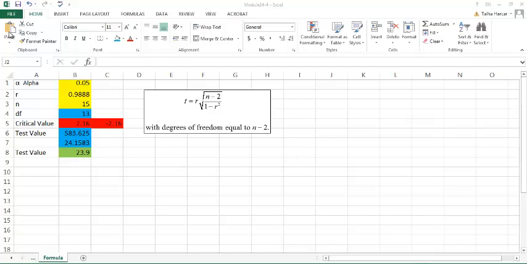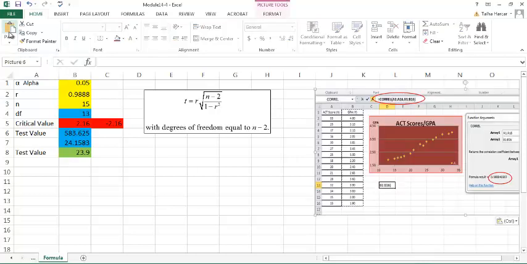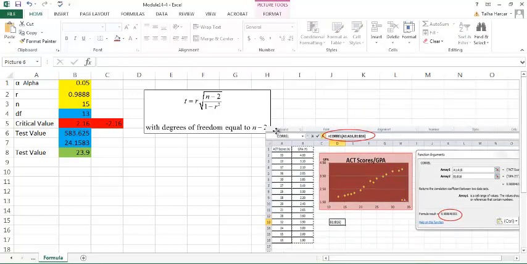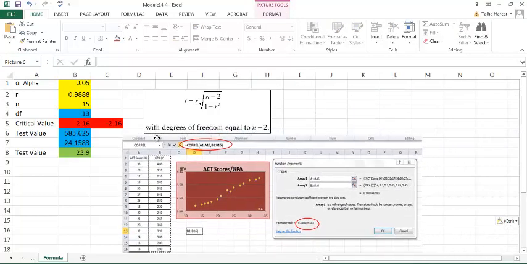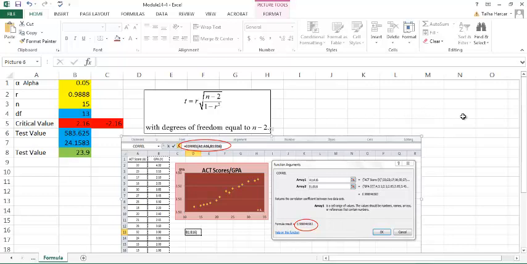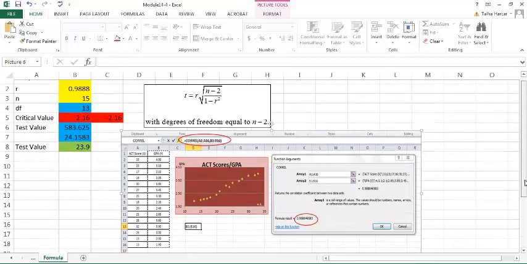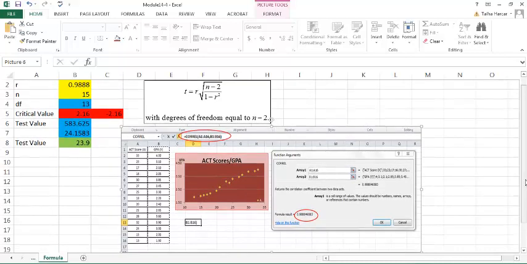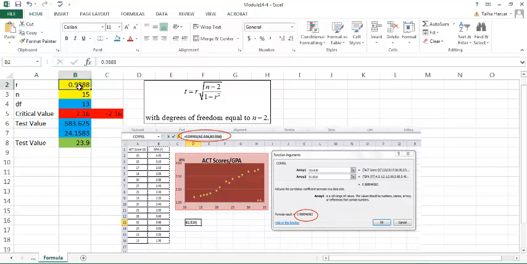You'll do examples 2 and 3 on your own, but this is very easy. So this is what we found from the previous section. We used Excel to find the correlation coefficient. The correlation coefficient is 0.9888, so I put 0.9888 here. There are more decimals, but we don't need them. The sample size is 15.